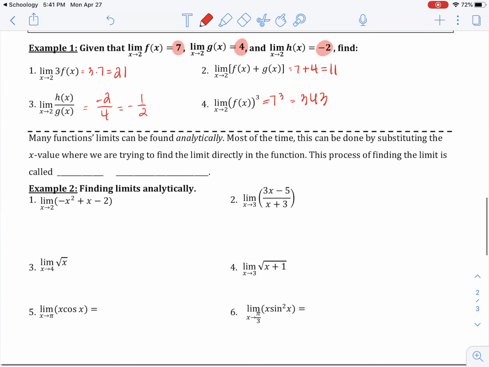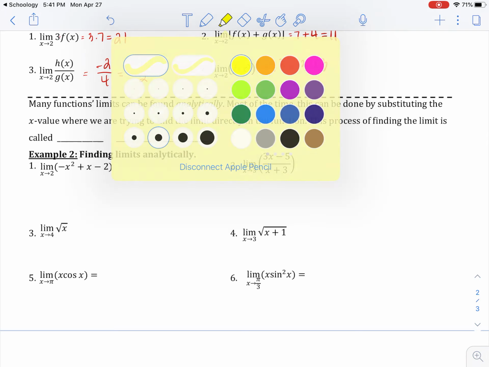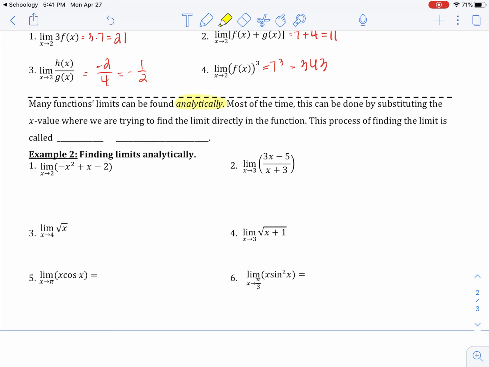Okay, last topic, and then we'll go back before we actually do these. We'll do the first two, one and two, and then I'll go back and do the basic properties because they'll make so much more sense then. It says many functions' limits can be found analytically. Most of the time this can be done by substituting the x value where we try to find the limit directly in the function. This process is called direct substitution.